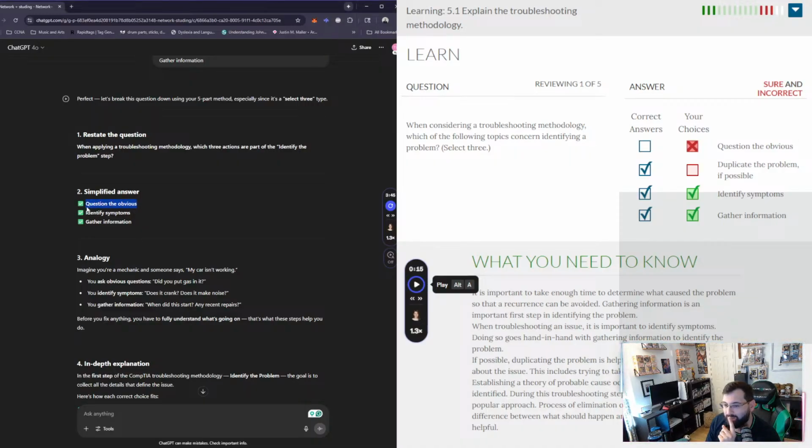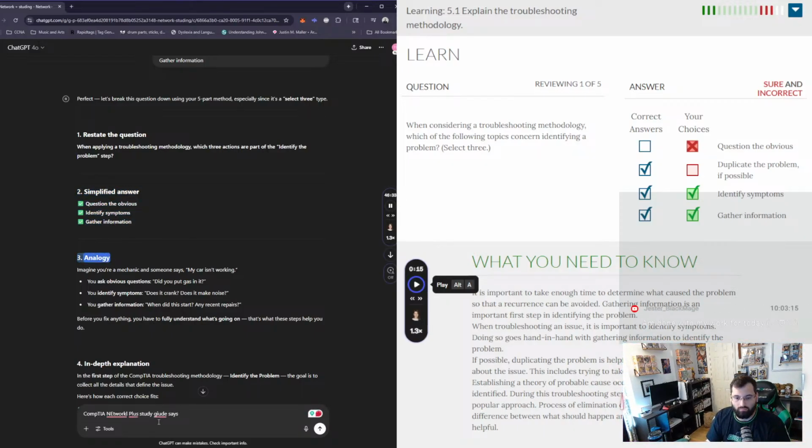Question. Yes. Okay. See? ChatGPT thought the same thing. Let's see what it has to say. Perfect. Let's break this question down using your 5-part method, especially since it's a select 3 type. 1. Restate the question. When applying a troubleshooting methodology, which 3 actions are part of the identify the problem step? 2. Simplified answer. Question the obvious, identify symptoms, gather information.